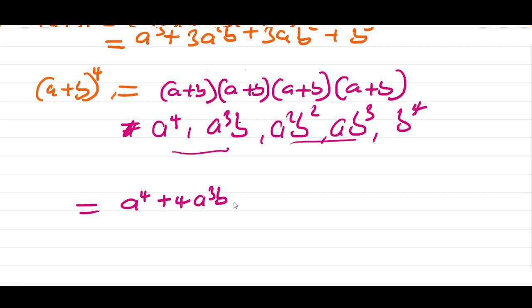Now what about a squared b squared? To form a squared b squared, we take 1 a here and then 1 a here, and then we take the remaining b and b here. So we see that here we have 2 ways we can do it.